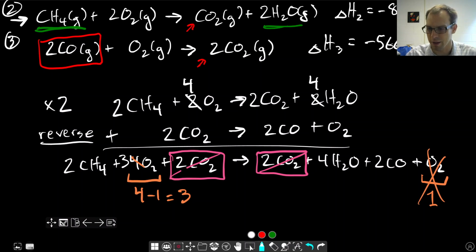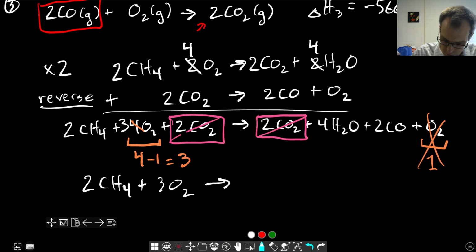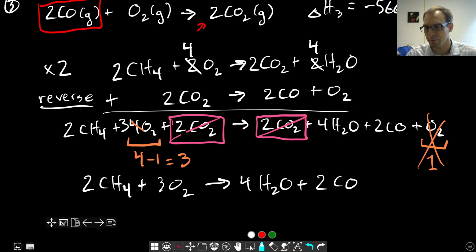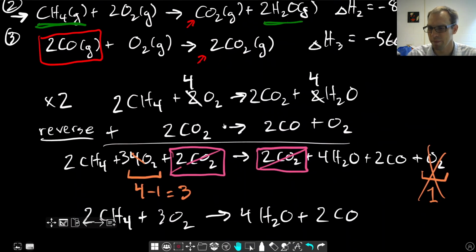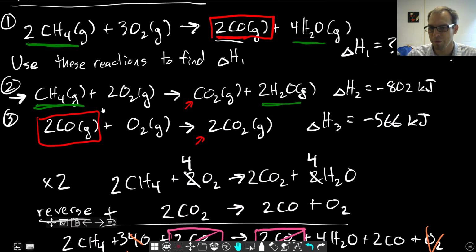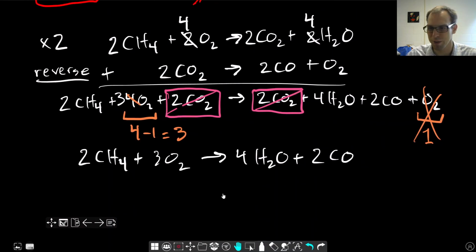So after doing that, let's clean this up, rewrite this. We get 2CH4 plus 3O2 produces 4H2O plus 2CO. All right, and does that match our original equation we're trying to get? 2CH4, 3O2, 2CO, 4H2O. Yep, everything is there. And I left them off, but everything's all gas phase here, so they're all in the correct states of matter. That is one thing to also be sure about.